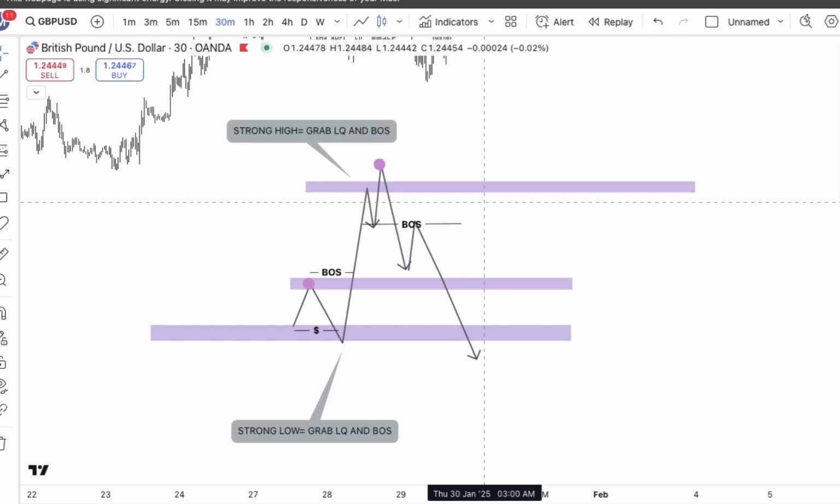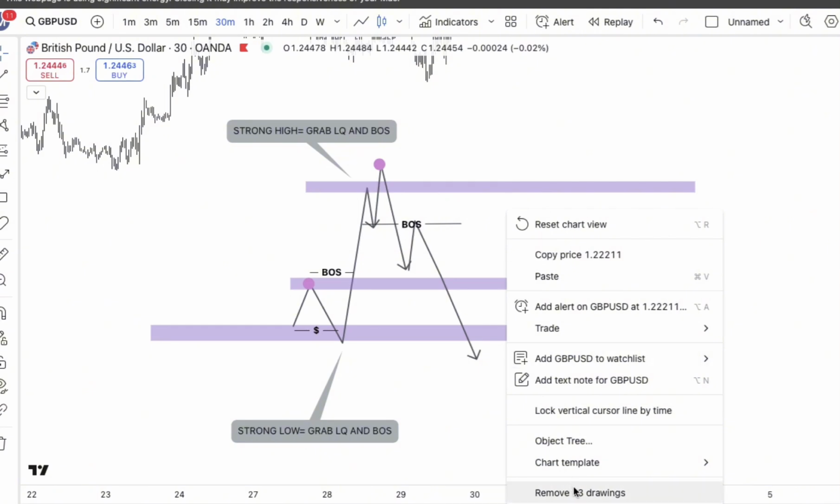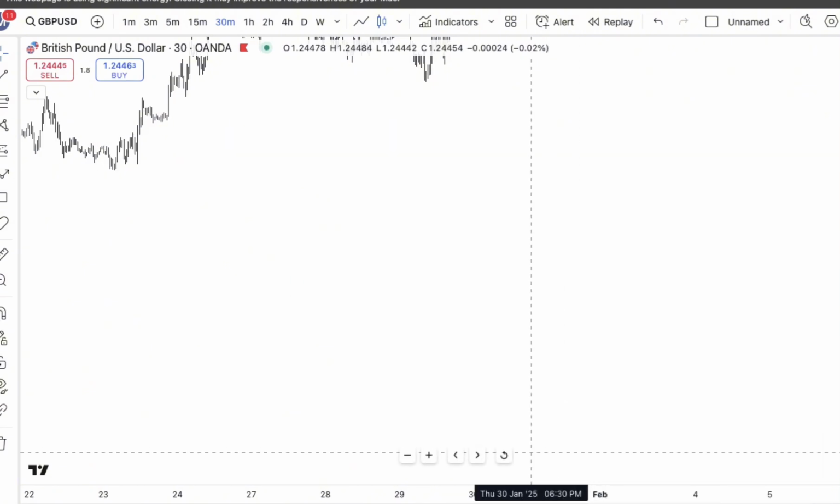As far as weak lows and highs, I don't like to necessarily say that if it doesn't grab liquidity, it's not a strong low. I like when it grabs liquidity and breaks structure; I'm more confident than if it doesn't grab liquidity and only breaks structure. The reason why I say this, guys, is, let's just say I have a new example. I hope you guys took some notes on that. So I'm going to remove all this.